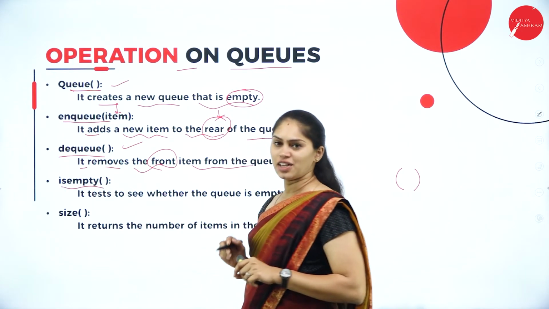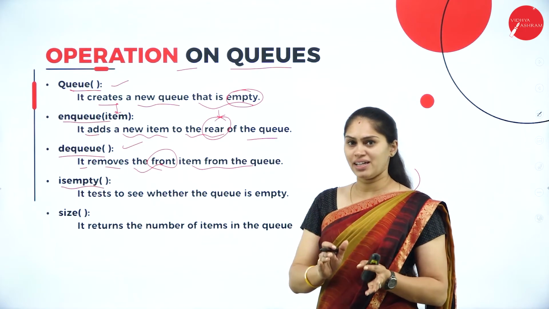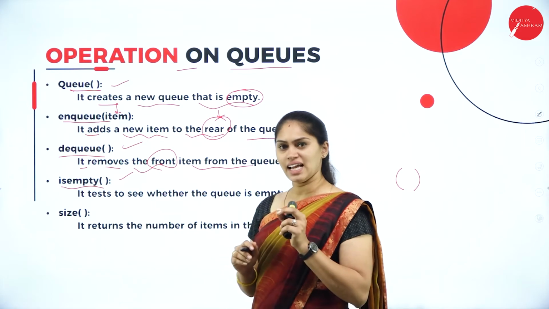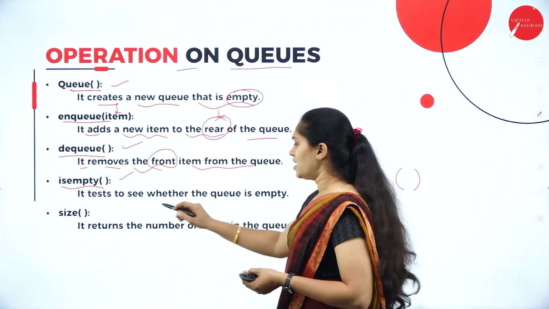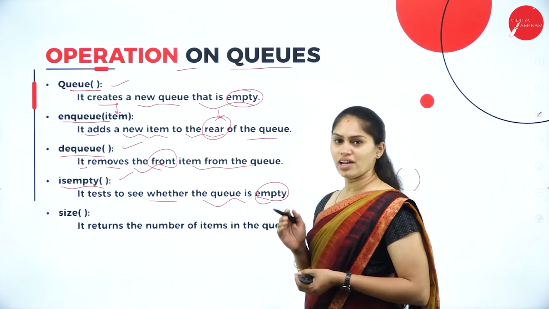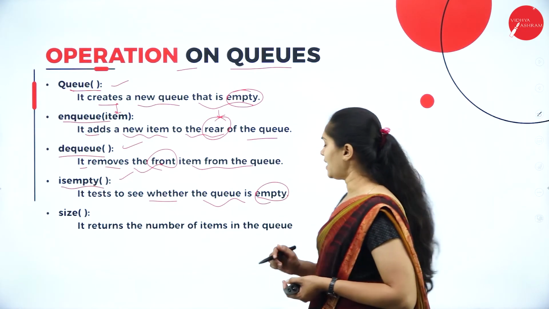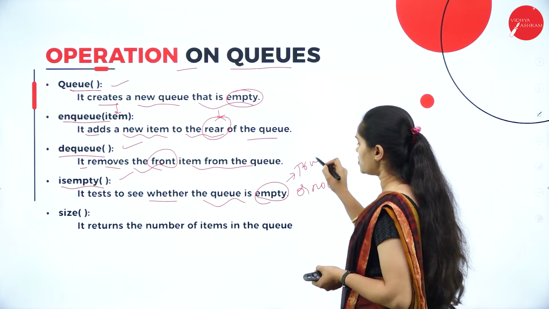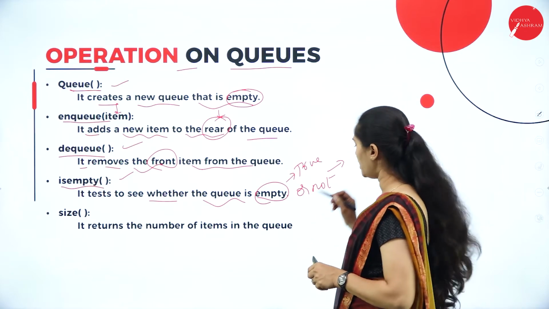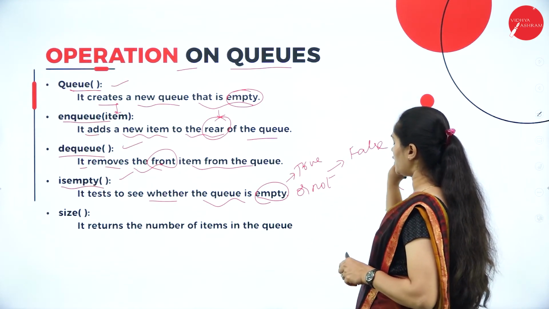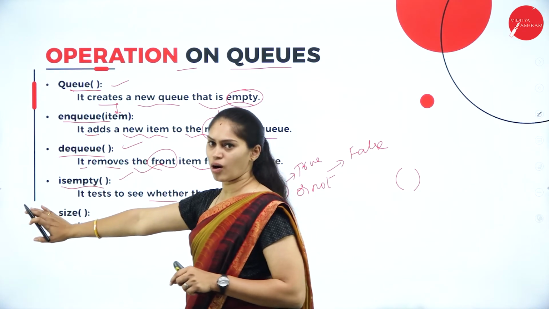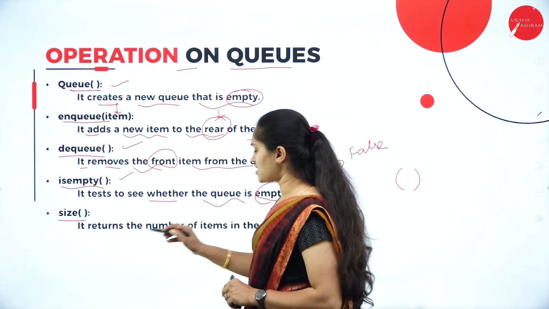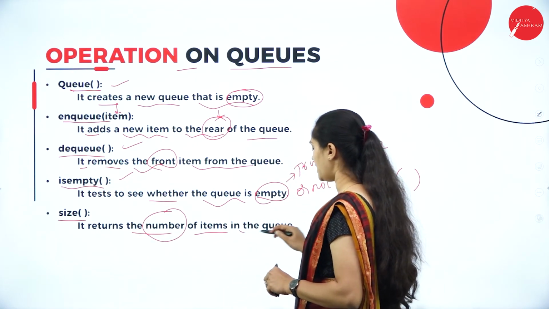And how can I know whether we have any element in the queue or not? We have a function or operation for that, called isEmpty. We are checking whether the queue has any values or is empty. If it is empty, it returns the true value. If it is not empty, meaning we have some value, it returns the false value for this isEmpty operation or method. At last we have one more function called size. Size specifies the total number of items in the queue.